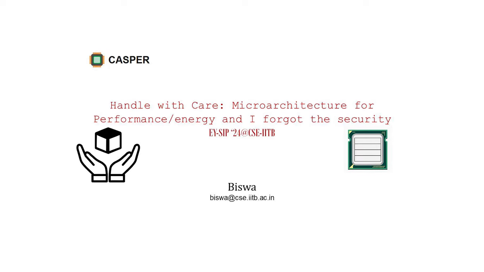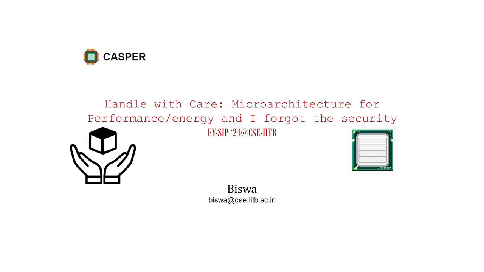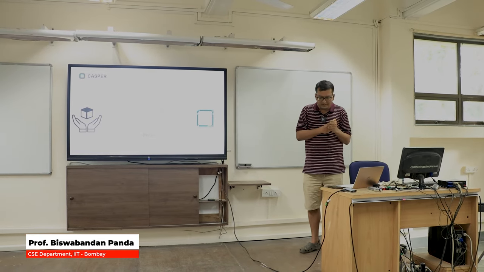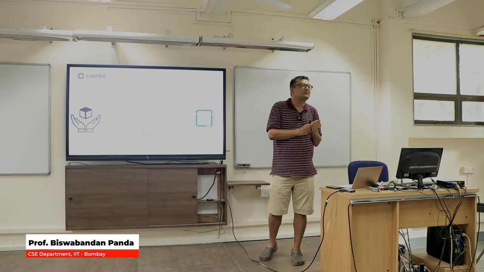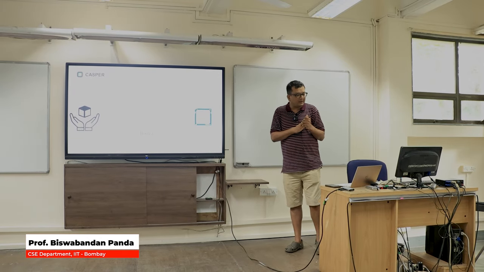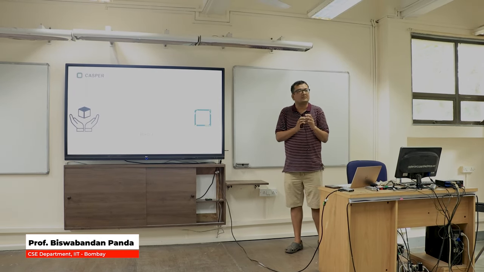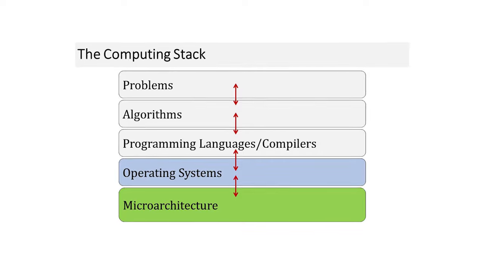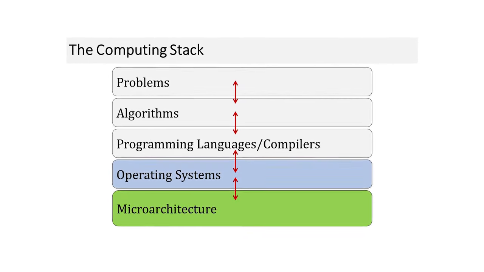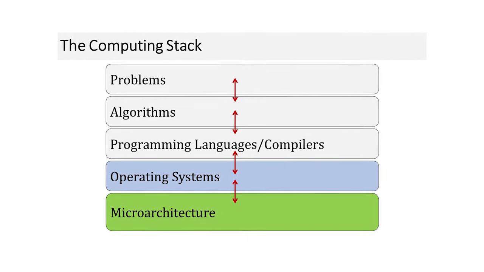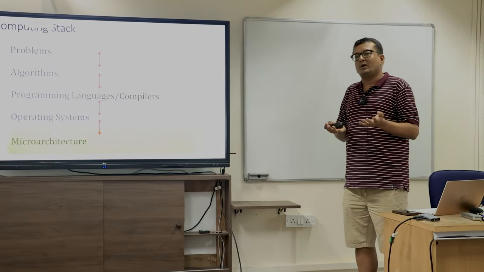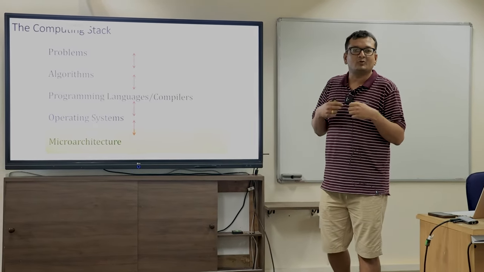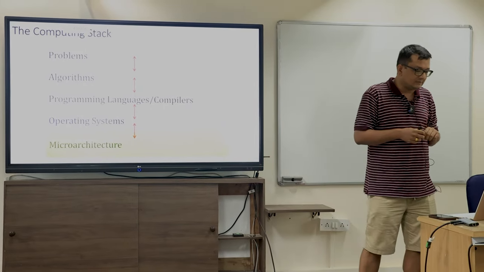I will talk about my research journey from the last few years, and the journey will be about how to make our modern processors faster, energy efficient, and at the end, secure. So this is the conventional computing stack that you will see even in modern computing systems. As computer science engineers, you take problems, write algorithms, and code them using different programming languages.